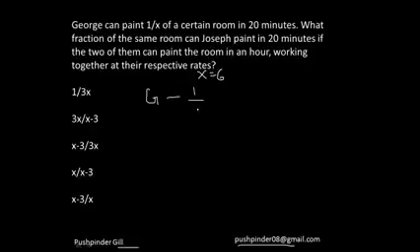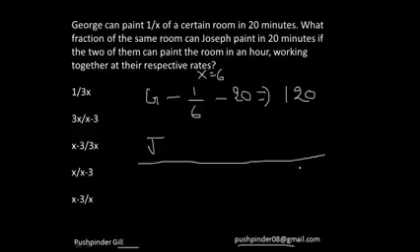Let's say 6. If he can paint 1/6 of the room in 20 minutes, that means to paint the complete room, it's going to take 120 minutes. Right? For Joseph, I don't clearly know what he's going to take. However, together they can paint the room in 60 minutes. So if George can paint the room in 120 minutes and together with Joseph they paint the room in 60 minutes, that means Joseph must be taking 120 minutes.